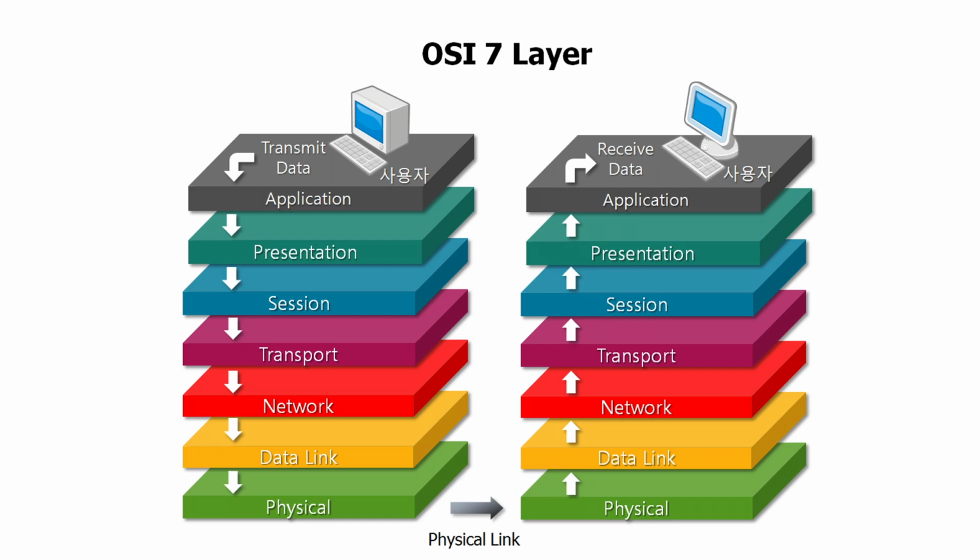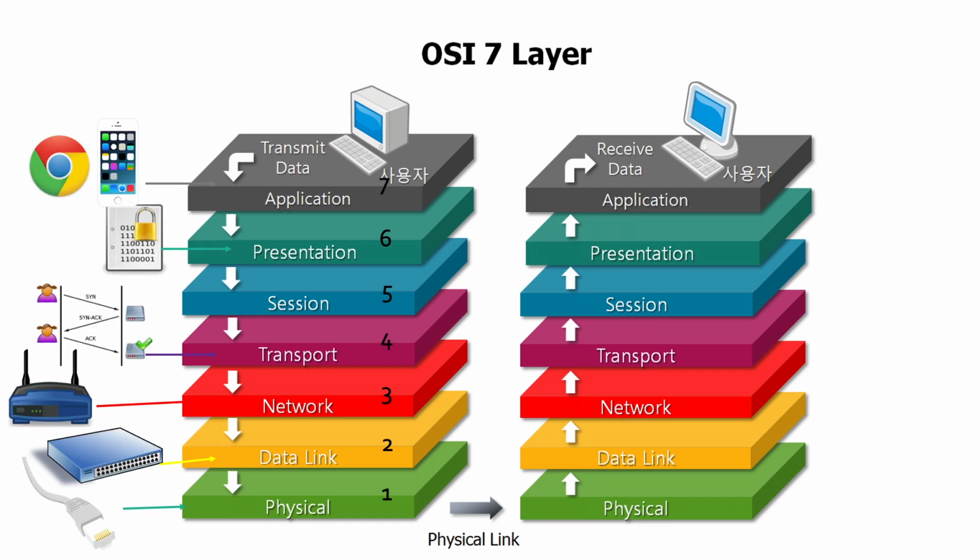Now let's get into the OSI layers. There are 7 OSI layers here. There's the application layer, the presentation layer, the session layer, the transport layer, the network layer, the data link layer, and the physical layer. We're going to go over all of these so it'll make a little more sense. So let's start at the bottom here.